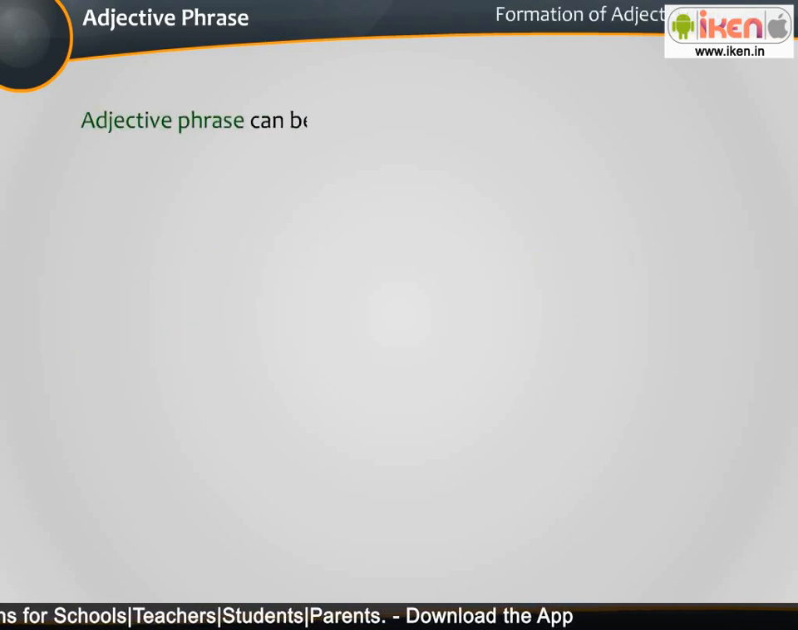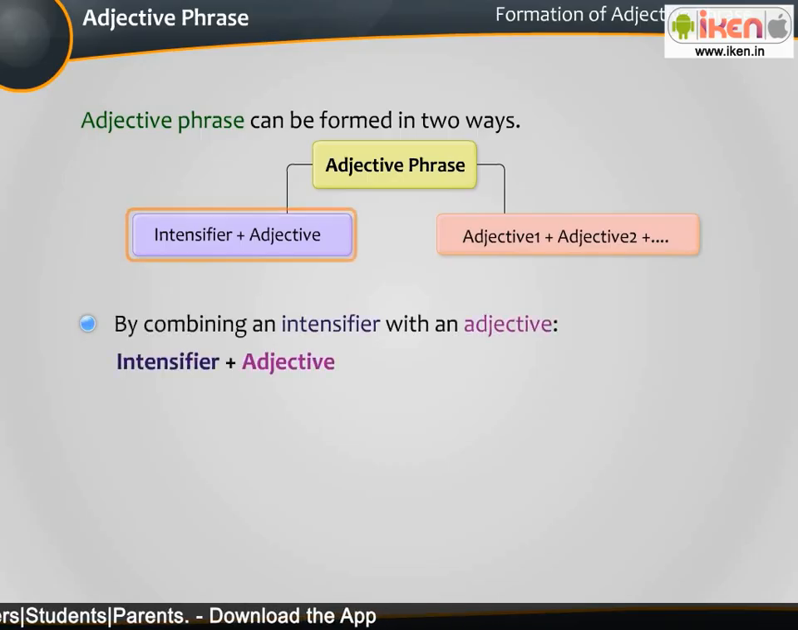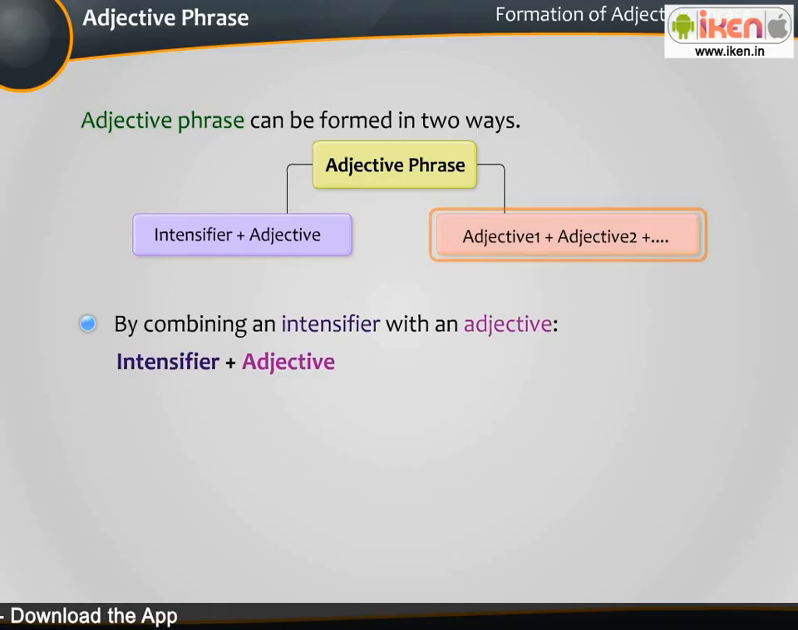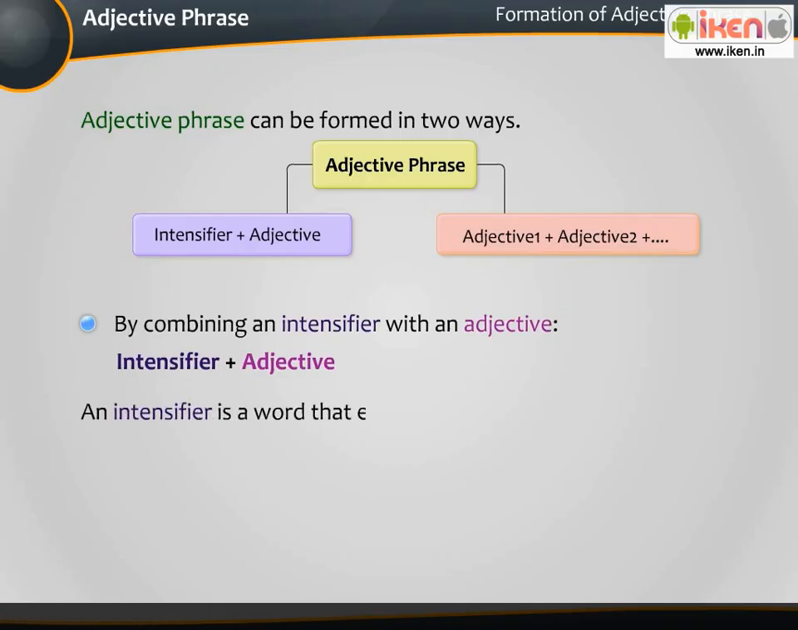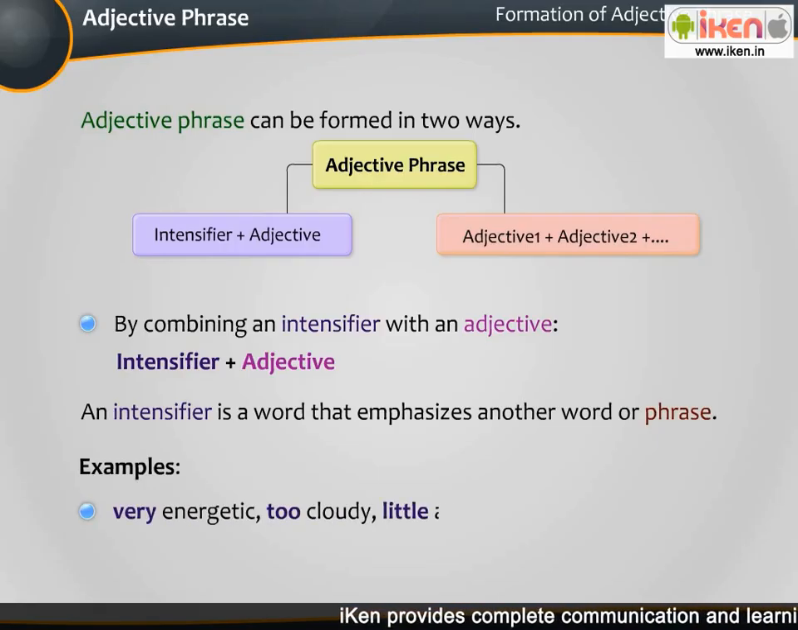An adjective phrase is formed by combining either an intensifier and an adjective, or multiple adjectives. An intensifier is a word that emphasizes another word or phrase. For example, very energetic, too cloudy, little angry.